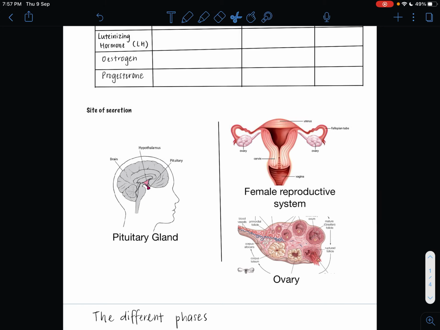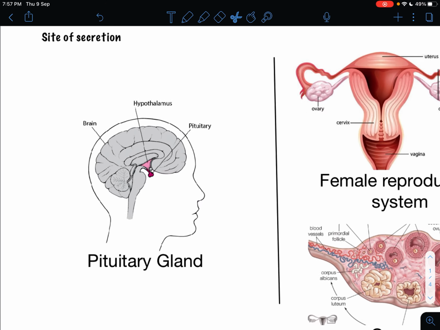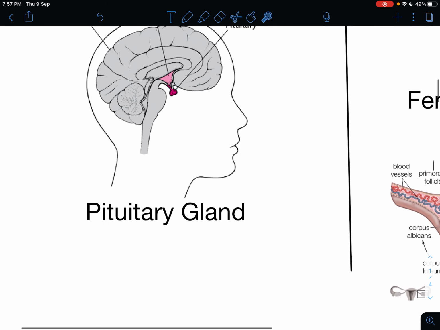Now, once you have completed the table, we will look at the site of secretion. Hormones of the menstrual cycle are stimulated from two sites. The first one is the pituitary gland, which is somewhere beneath your brain. The pituitary gland is responsible for the secretion of luteinizing hormone, LH, and the follicle stimulating hormone.